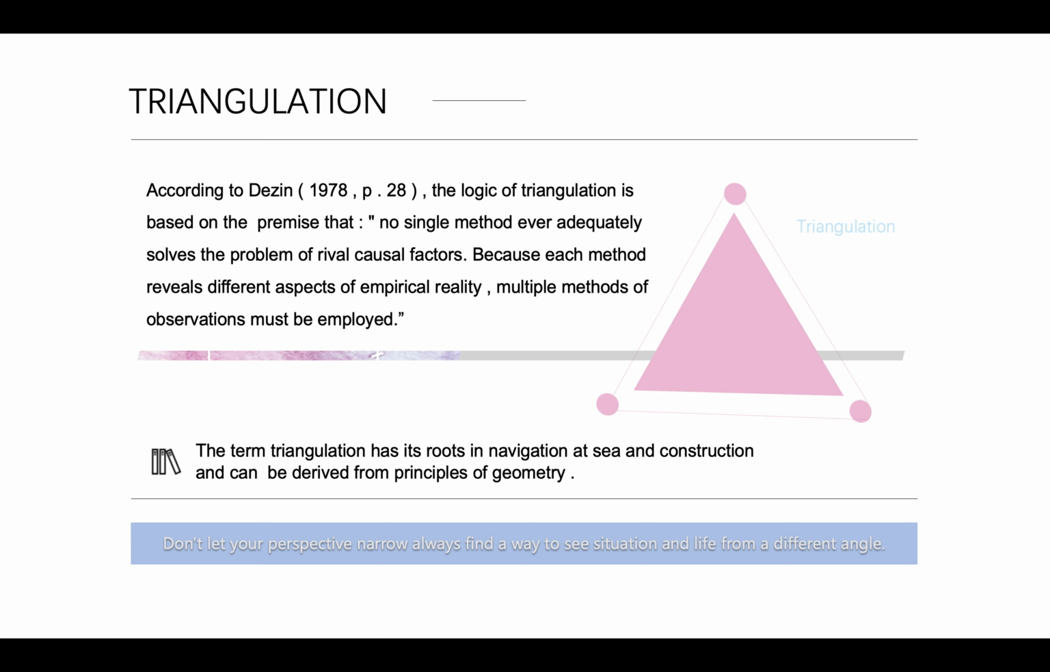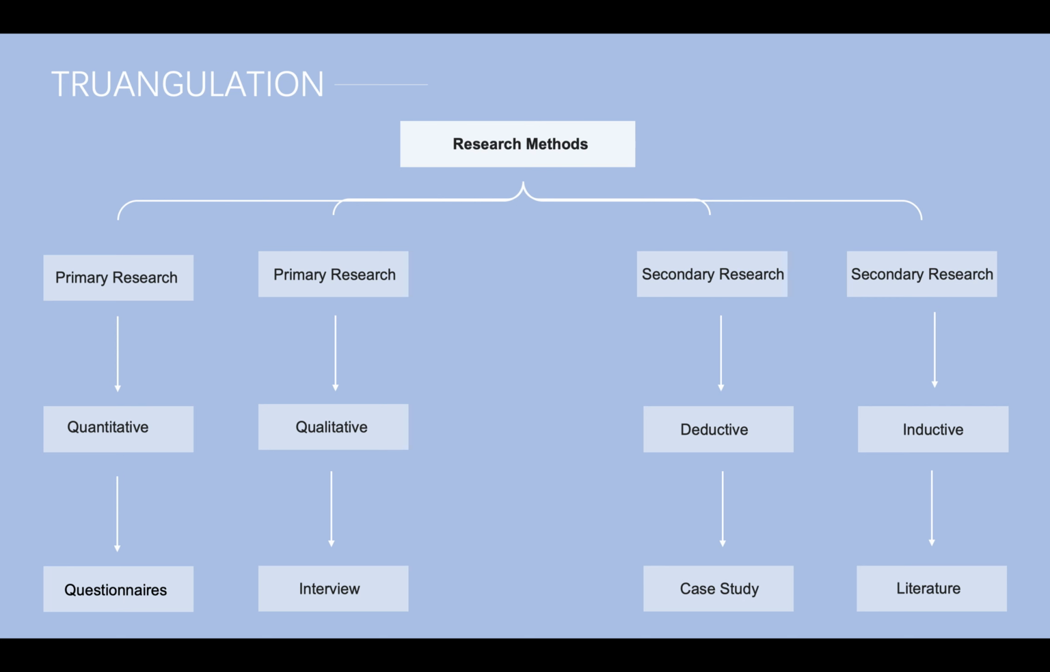Triangulation involves using multiple data sources in an investigation to produce a clear position of understanding. For the reliability and feasibility of this study, it is necessary to use primary and secondary studies to collect data. Primary research and secondary research are conducted to help researchers gain comprehensive information and avoid bias.